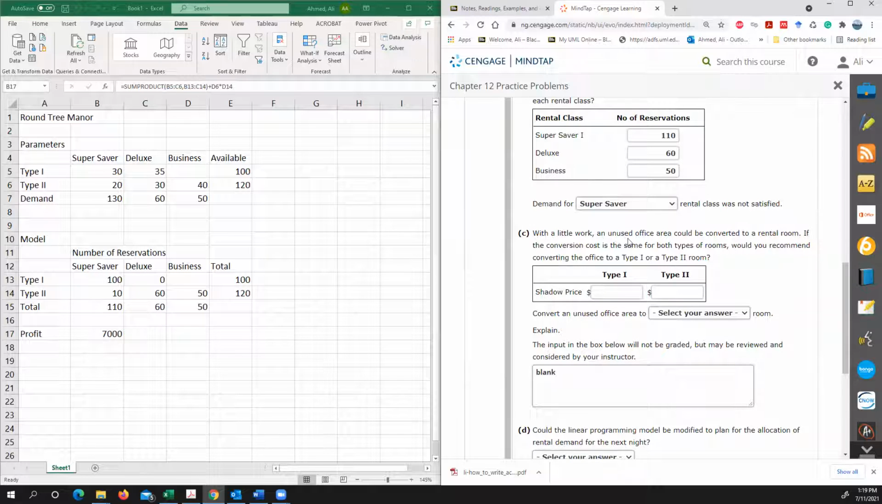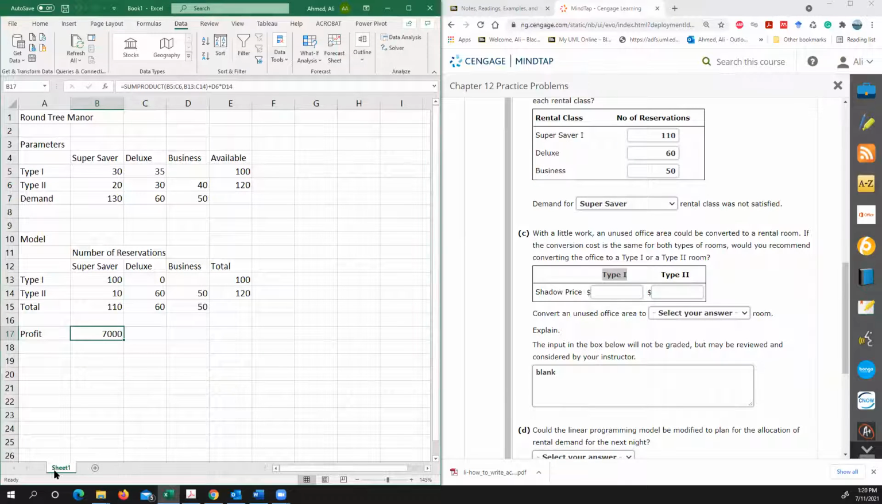With a little work, an unused office area could be converted to a rental room. If the conversion cost is the same for both types of room, would you recommend converting the office to type 1 or type 2? So if we have the option to convert one office room into a room, which would we go for? Would we convert it into a type 1 or type 2? For this we have to know which one is more profitable. The one which is more profitable, we should go for that.